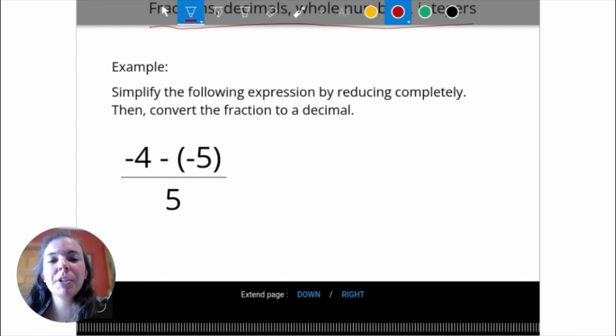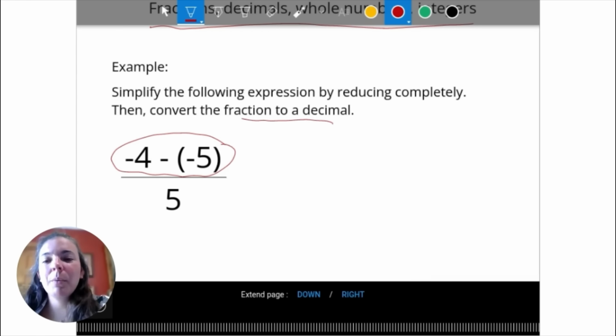Simplify the following expression by reducing completely and then convert the fraction to a decimal. So this is going to practice some of our operations as well as going from a fraction to a decimal. So -4 minus -5 all over 5. So the first thing we want to do is -4 minus -5. We want to simplify that. So when we subtract a negative, what we're actually doing is we are adding. So we're just doing -4 plus 5, which is 1. 1 over 5 is a simplified fraction.